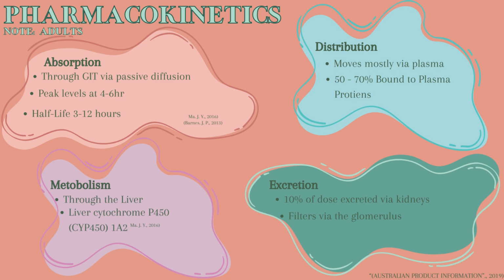Theophylline metabolizes via the liver, mostly by the liver cytochrome P450, which is an enzyme that breaks the medication down where it is filtered into the blood by the liver. It is then distributed via plasma, where 50 to 70% of the drug binds to the plasma proteins. Finally, 10% of the whole dose is excreted via the kidneys.